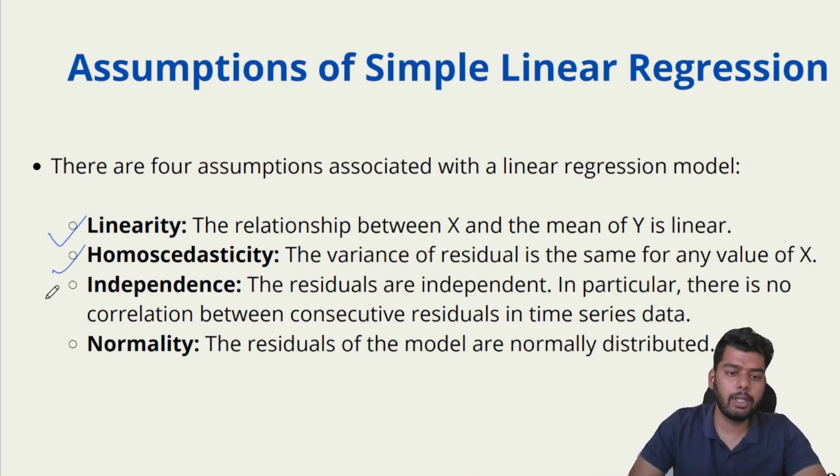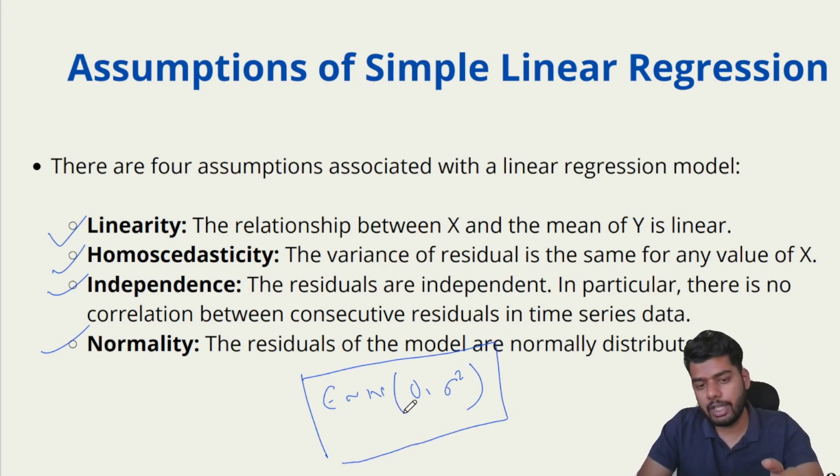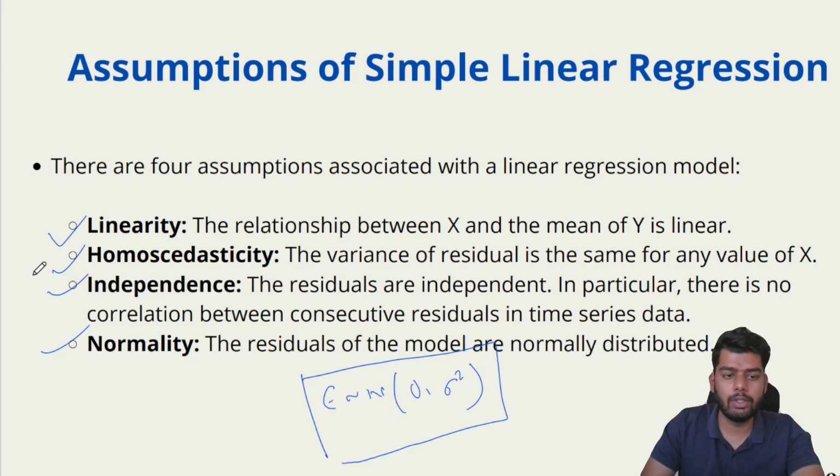Now you have normality. Normality assumes that the residuals of the model are normally distributed. So if epsilon is the residual, then it should be normally distributed with mean 0 and variance sigma square, and this sigma square should be constant for each and every residual. That is what is covered in homoscedasticity, independence and normality.